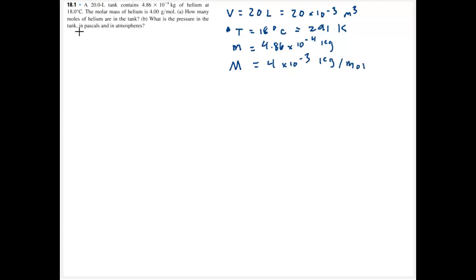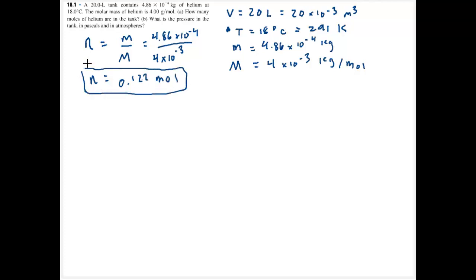Now we can simply go ahead and calculate how many moles are in the system, saying that the number of moles is going to be the mass of the system divided by the molar mass of the system. So that's going to be 4.86 times 10 to the minus 4th on top, that's the mass of the helium, and then 4 times 10 to the minus 3 kilograms per mole, the molar mass. And we're going to figure out that there is going to be 0.122 moles of helium in the system.